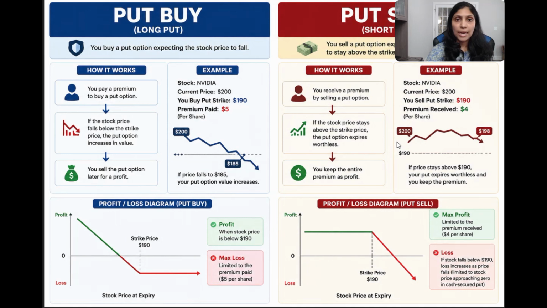In our next lesson, we are going to combine call buy and sell, put buy and sell all together, and we are going to do option chain anatomy.